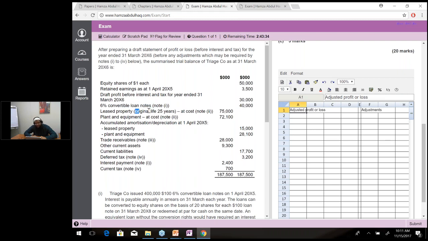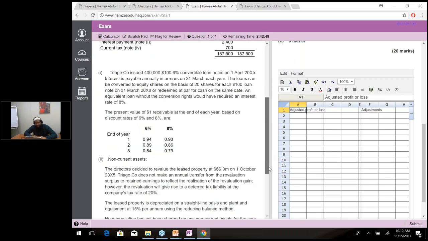Lease property having the original life of 25 years, and at cost means that the property has not been revalued previously. So the property cost is 75,000, plant and equipment cost is 72,100, accumulated depreciation is 15,000, lease property has been depreciated by 15, and the plant has been depreciated by 28,100, receivables are 28,000, other current assets are 9,300, current liabilities are 17,700, deferred tax is 3,200, interest payment is 2,400, and the current tax is 700. So this is the trial balance given by the question.